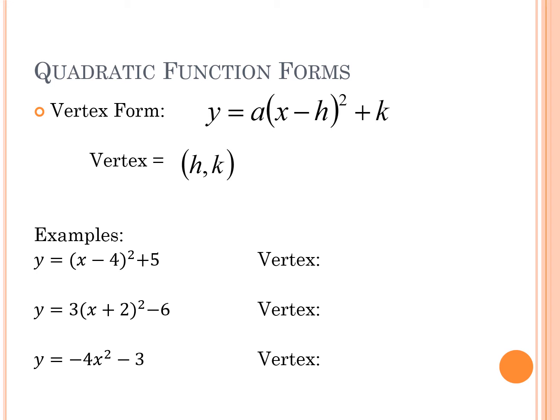The other thing is that inside the parentheses, you notice that in vertex form it's written minus h, which you can think of as the x coordinate for the vertex. It's going to almost look like the opposite of whatever number is in the parentheses. So go ahead and, using that idea, jot down what you think the vertex would be for these three examples.